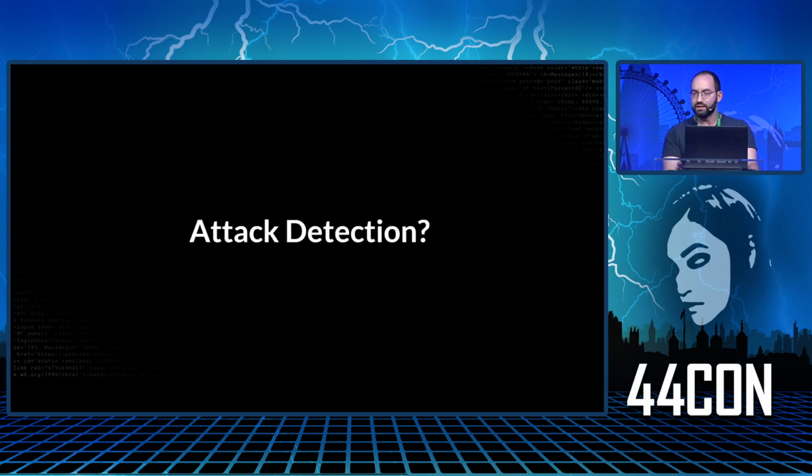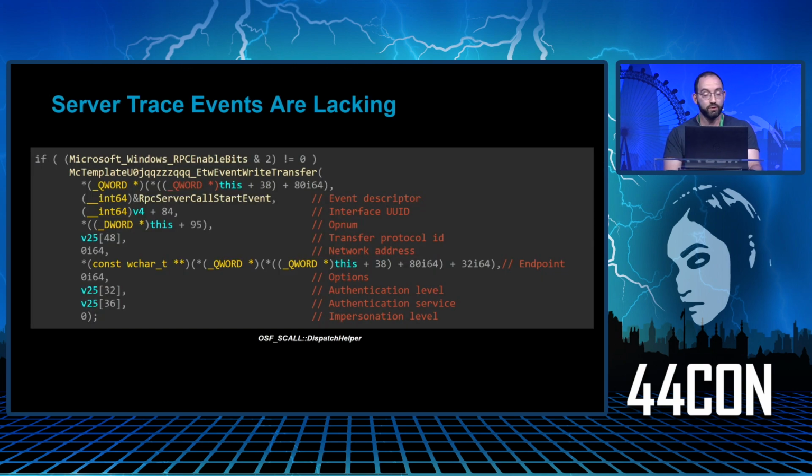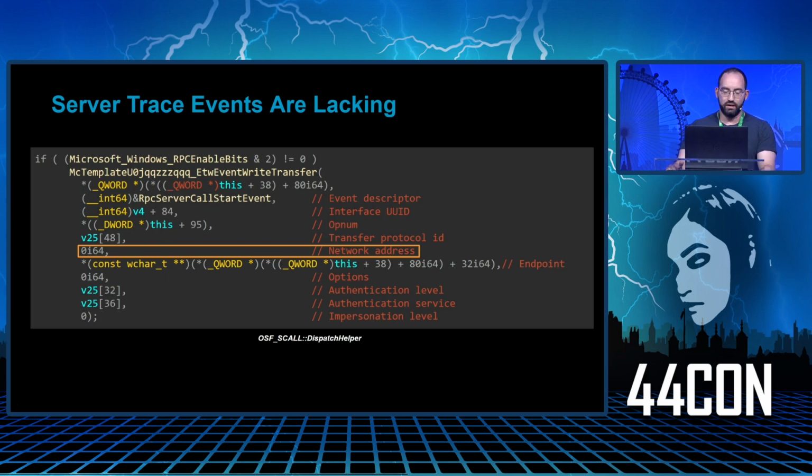So with this, can we move on to actually detecting attacks and seeing cool stuff? Nope, we can't. Because server trace events lack some data. This here is the compilation of the RPC runtime function that handles server calls. And we can see here that it doesn't send the network address to the event. Instead, a null. I have some guesses about why it's a null, but they're not that relevant for this talk. What's relevant is that we don't have the data on server call events, which kind of sucks.